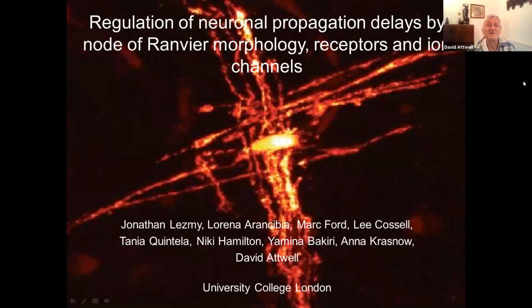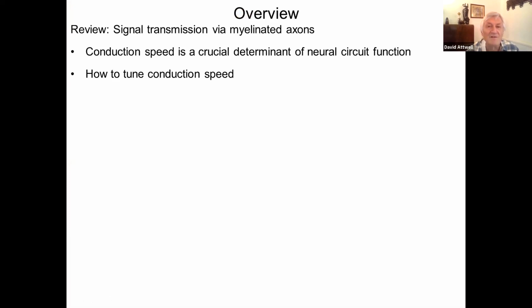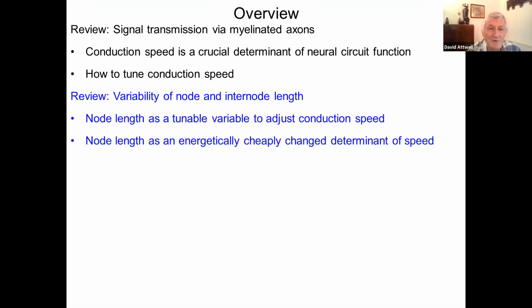So this is an oligodendrocyte in the cortex, myelinating axons. What I'm going to talk about today is how the propagation delay for neuronally transmitted information is determined by the node of Ranvier in myelinated axons. So I'm going to start out by reviewing myelinated axons and reminding you that conduction speed is a crucial determinant of neural circuit function, and think about how to tune it.